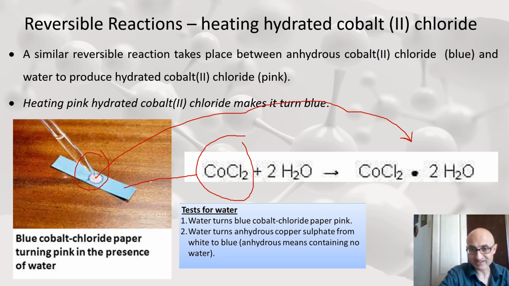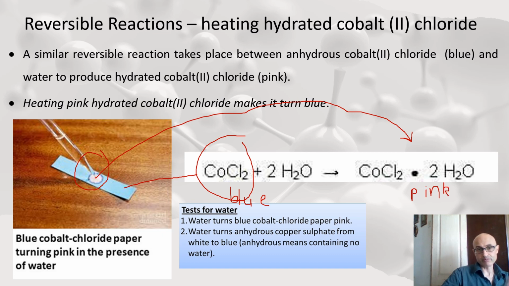It is the hydrated form of cobalt 2 chloride. It has a pink appearance. If you have this change in color from blue in the anhydrous cobalt 2 chloride, so this will start off as blue and it will change to pinkish when it is hydrated, that means that water is present. It is actually a test for water.